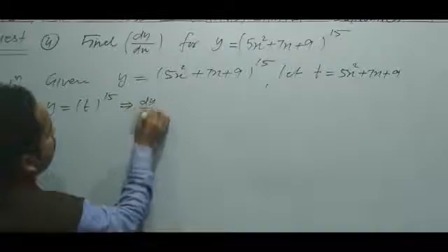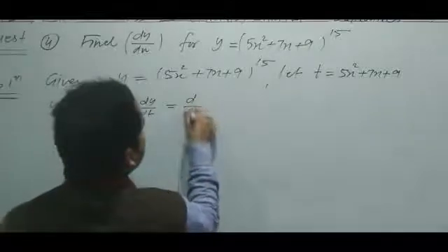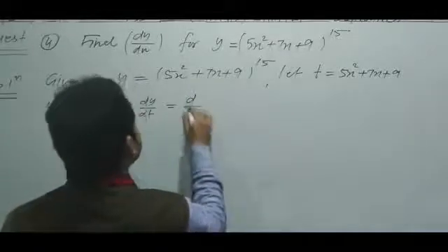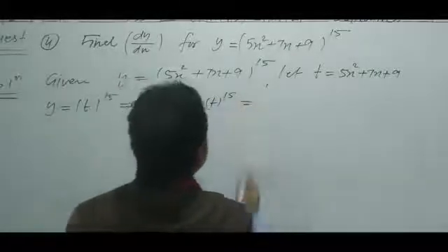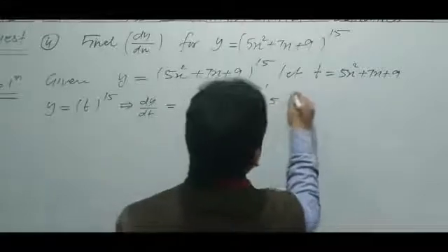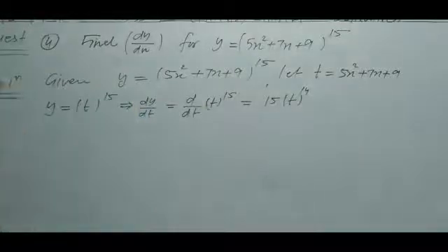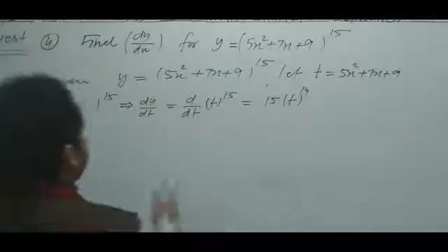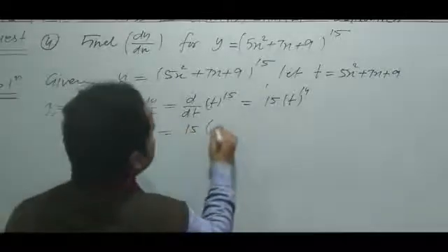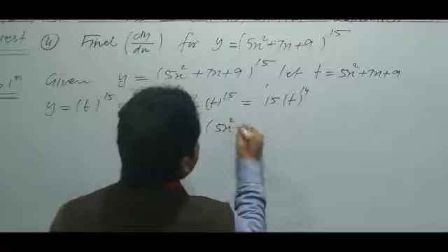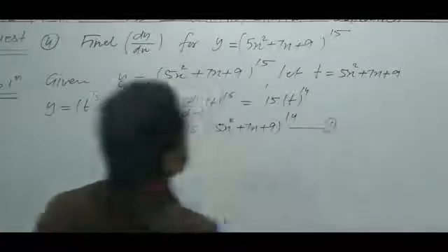Now dy by dt is equal to d by dt of t to the power 15, and this result is 15 times t to the power 14. Now dy by dt result is 15 times 5x square plus 7x plus 9 to the whole power 14. Consider equation 1.